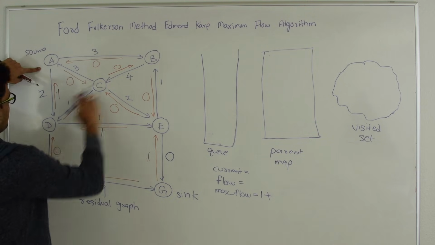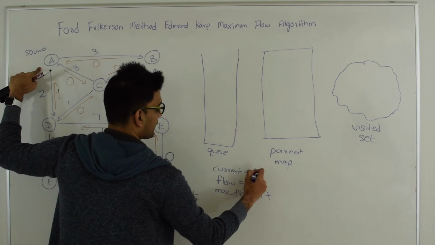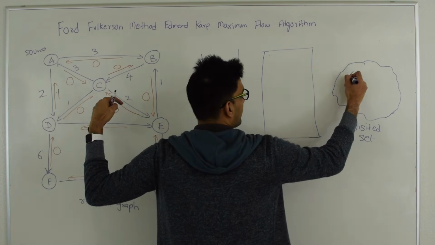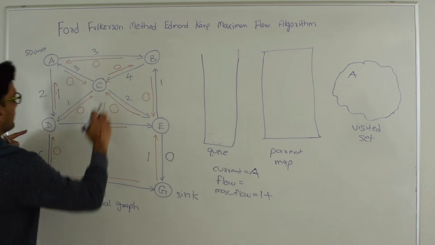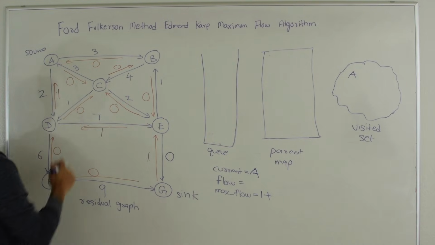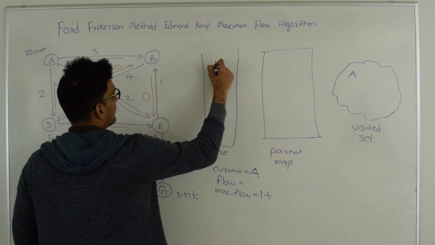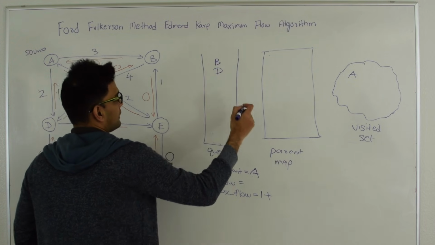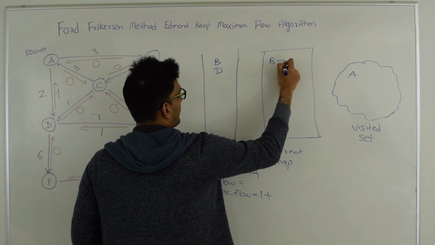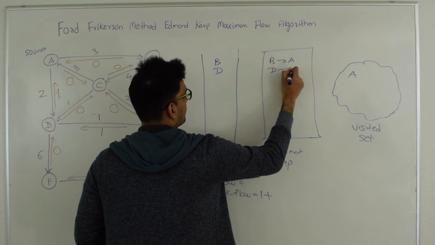So A has neighbors B and D, so current becomes A. A is visited, and it has neighbors B and D whose residual capacity is greater than 0. So we'll say that B is coming from A and D is also coming from A.